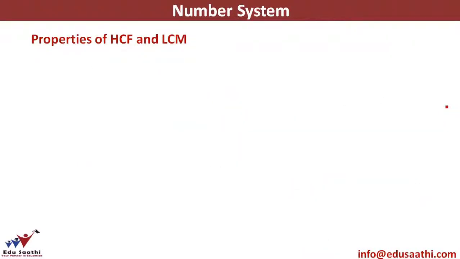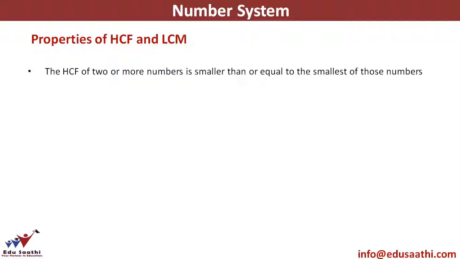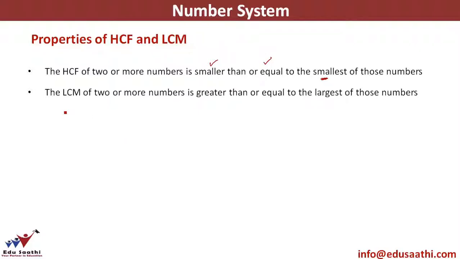Look at some of the properties of HCF and LCM. The HCF of two or more numbers is smaller than or equal to the smallest of those numbers. So whatever is the smallest of the two numbers, the HCF would be smaller than or equal to that. Whereas the LCM of the two numbers is greater than or equal to the largest of the two numbers. So whatever is the largest of the two numbers, that will give me the minimum value of LCM. Whatever is the smaller of the two numbers, that will give me the maximum value of HCF.